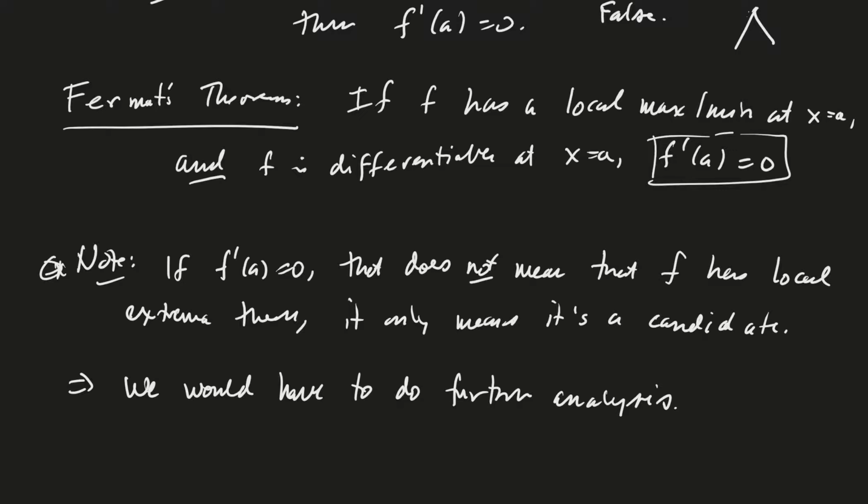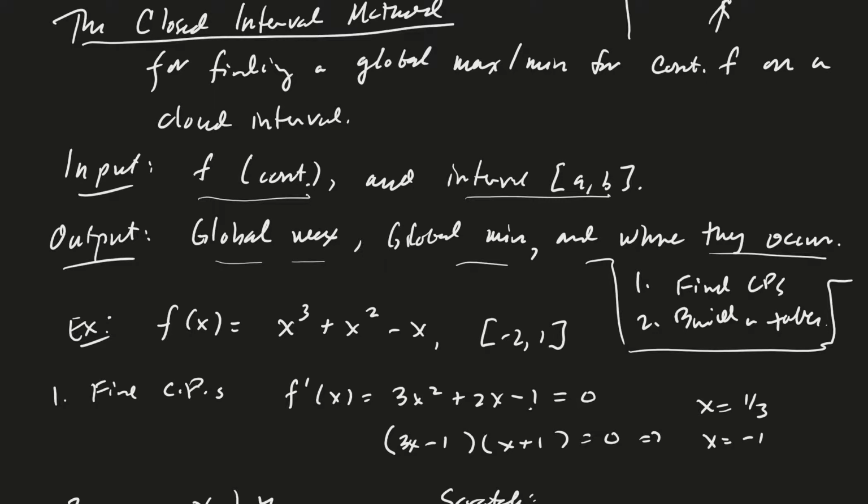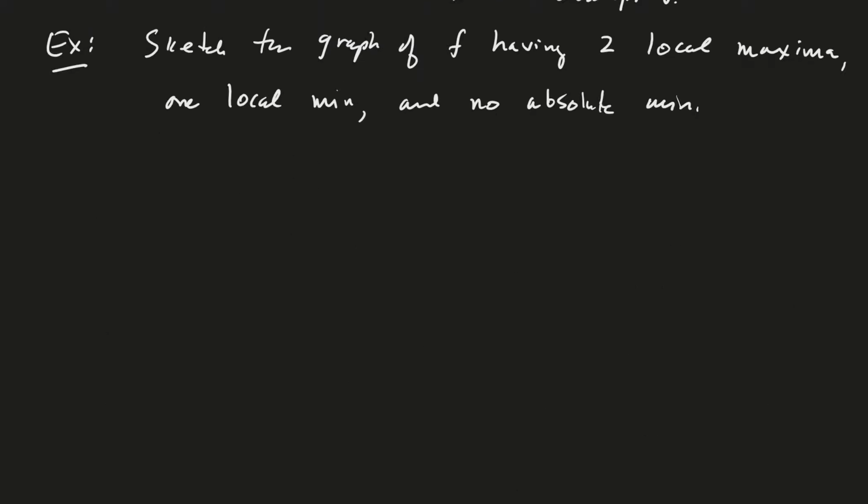Okay, how about a couple of exercises just to see how we do. I'll pause and write down the problem, and then we'll take a look at it. Okay, so here's the problem. We want to sketch the graph of a function having two local maxima, one local min, and no absolute min. So I wonder how that would work. So let's go ahead and put down our two local maxima here. Maybe something like that. Maybe like that.